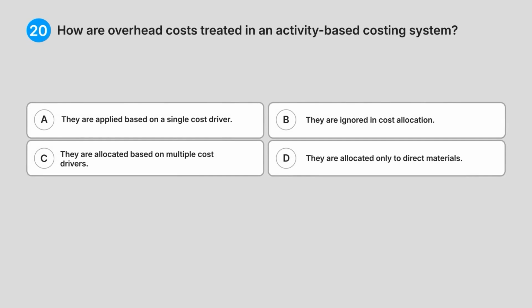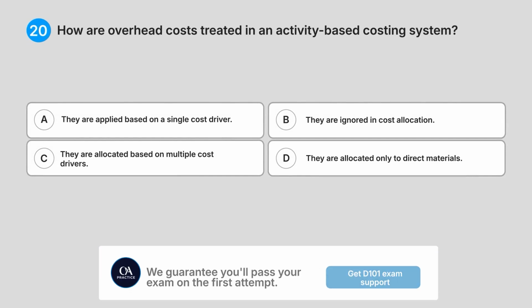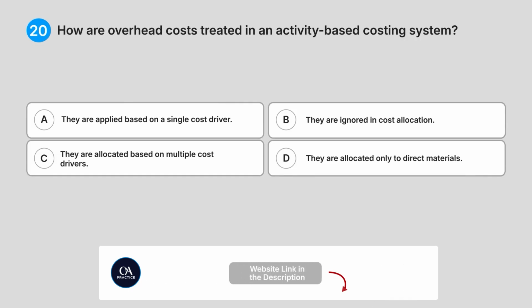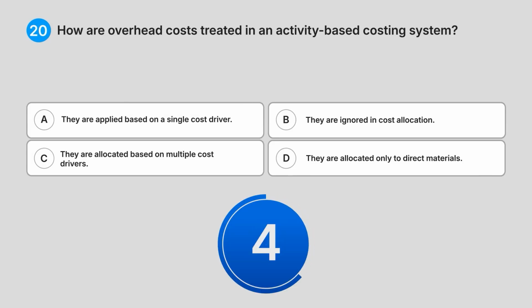20. How are overhead costs treated in an activity-based costing system? A. They are applied based on a single cost driver. B. They are ignored in cost allocation. C. They are allocated based on multiple cost drivers. D. They are allocated only to direct materials. Do you know the answer?